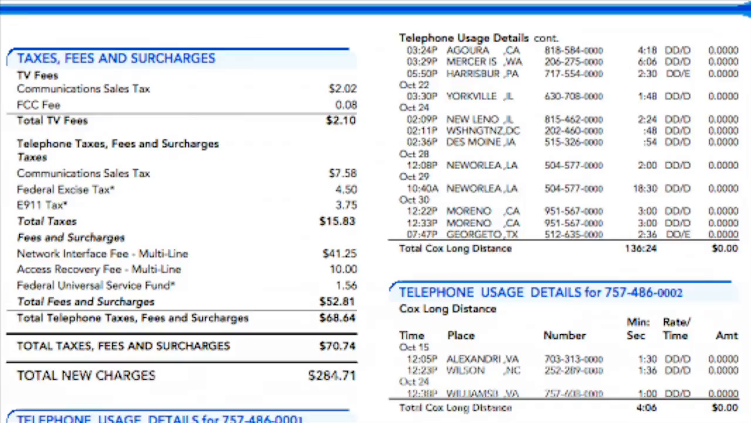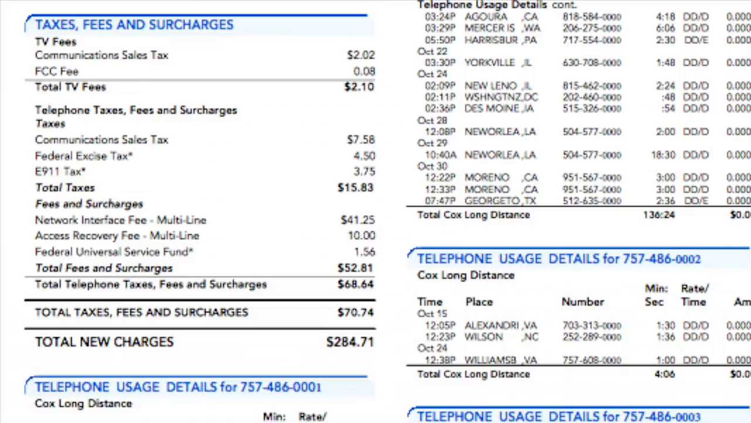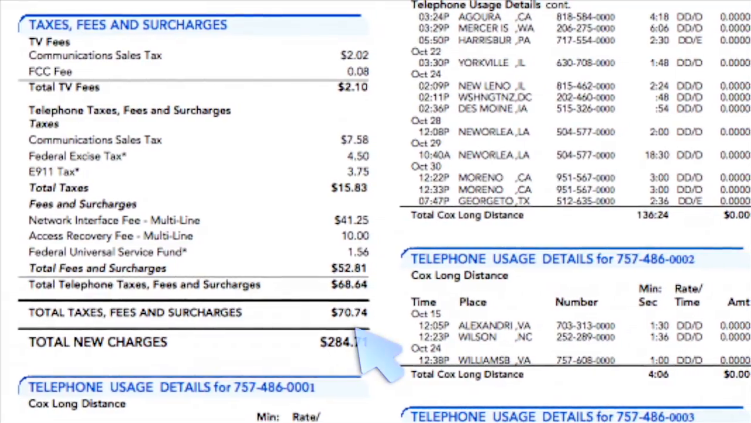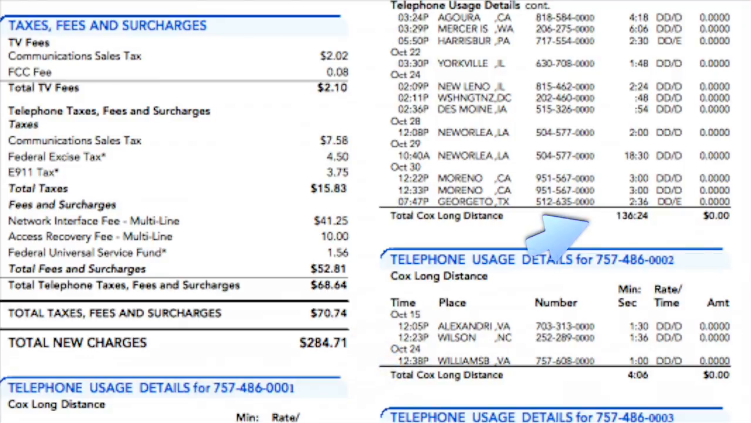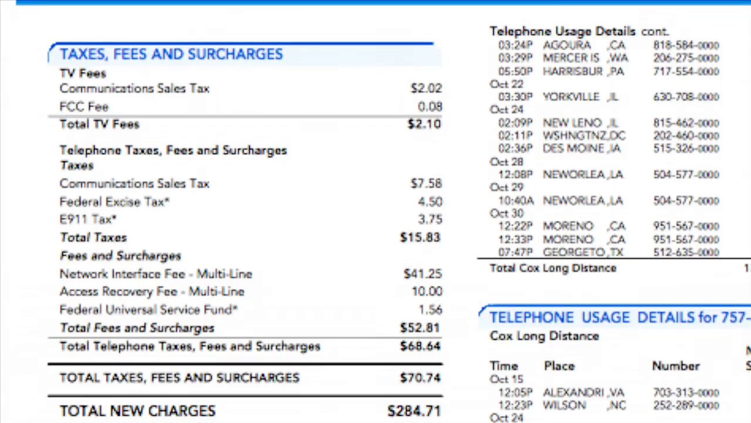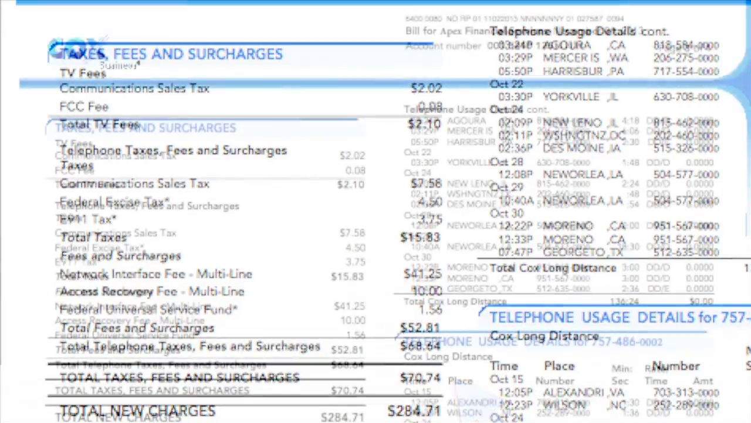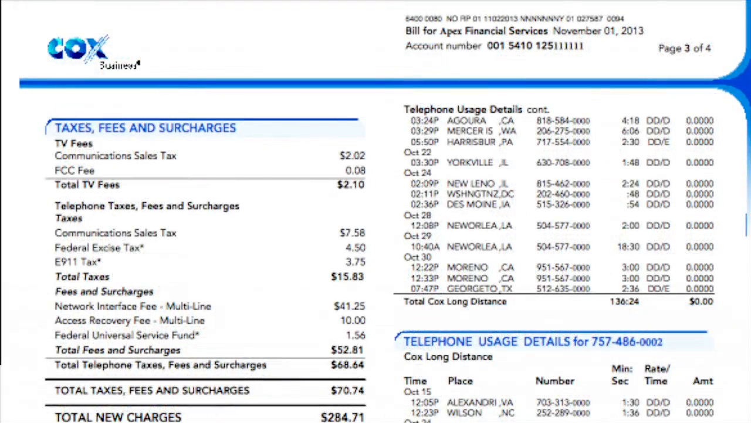As we move on to page 3, we'll spend a little more time discussing the following points. Taxes, fees, and surcharges, telephone usage, specifically long-distance charges, placement of charges. For instance, note the alignment of taxes, fees, and surcharges in one section and long-distance usage charges in another. As you look at the taxes, fees, and surcharges, you notice that the TV fees versus telephone fees are separated, with each service's unique fees. In this session, we'll talk about several of the larger charges and pay special attention to the fees that have caused customer confusion in the past.